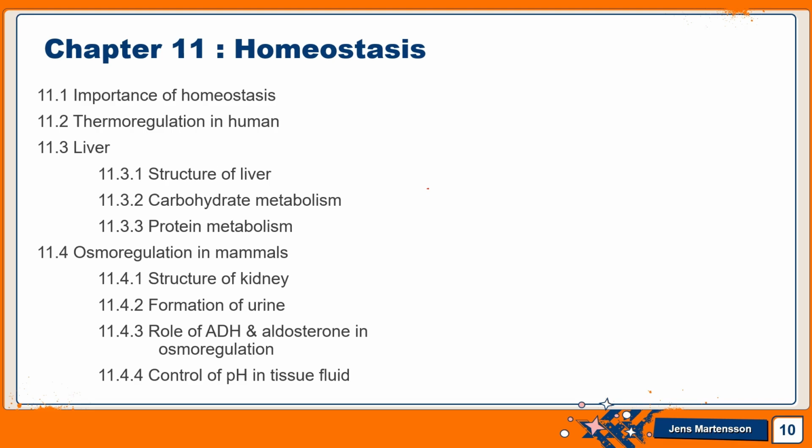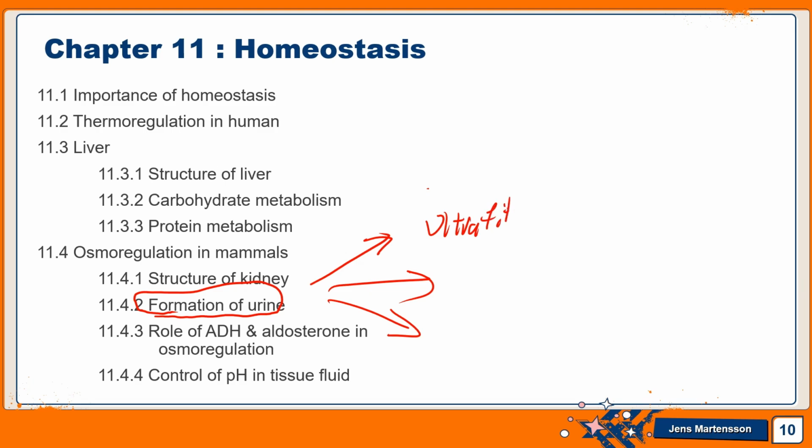This one I think you already learned in SPM. The structure of the kidney you already learned, I think, so I won't go into much detail. And the formation of urine, you have learned three processes. The first process is ultrafiltration, the second process is reabsorption, and the final process is secretion. Yes, you already learned this in SPM, but in STPM you learn in more detail.